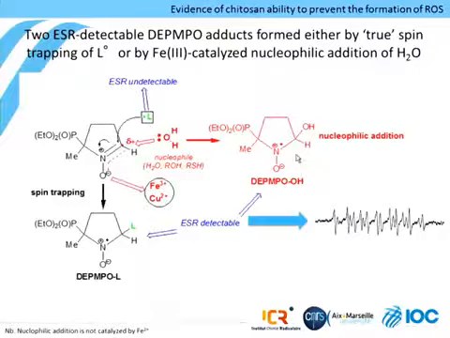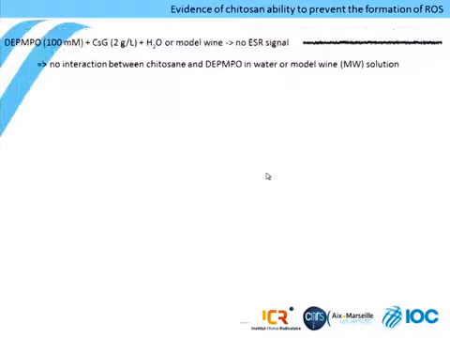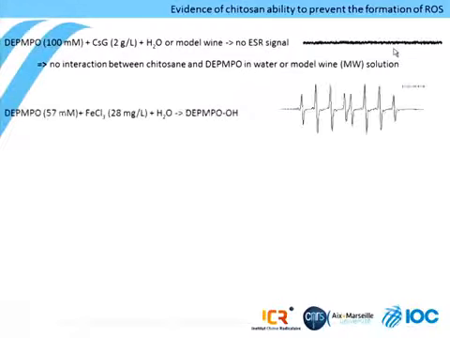When there is a radical or a free radical, then this reaction occurs and more detectable products are formed. These are detectable by using, again, spectrometry methods. We have carried out several experiments in order to understand whether there was an interaction between chitosan and our solution in water or in the model wine. And we saw that there was no interaction. There was no ESR signal.